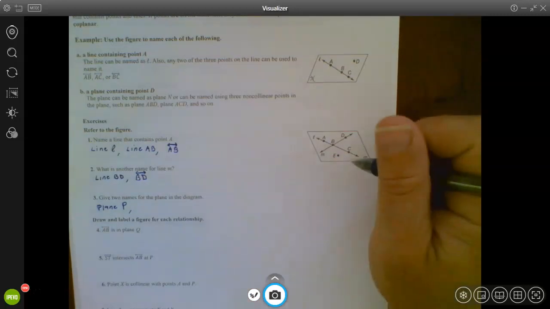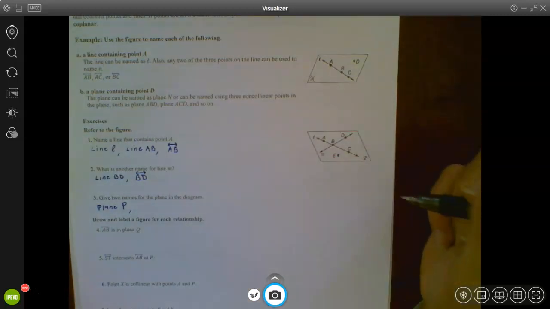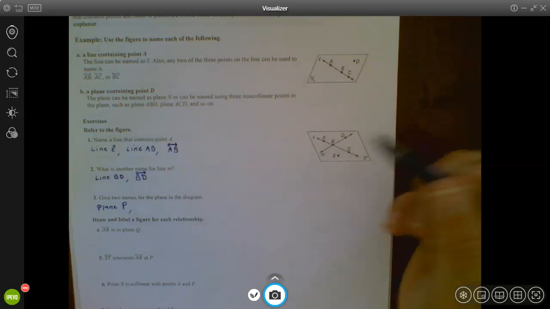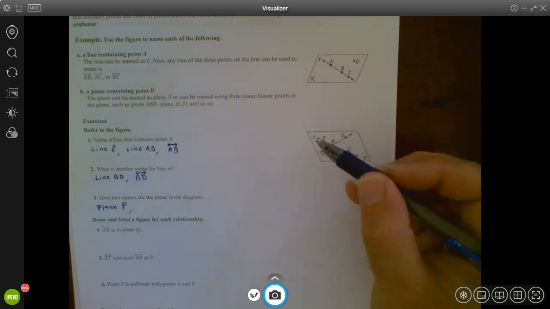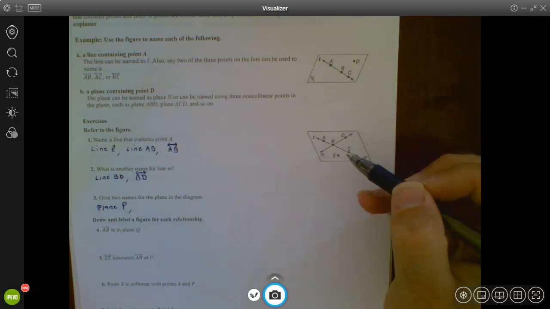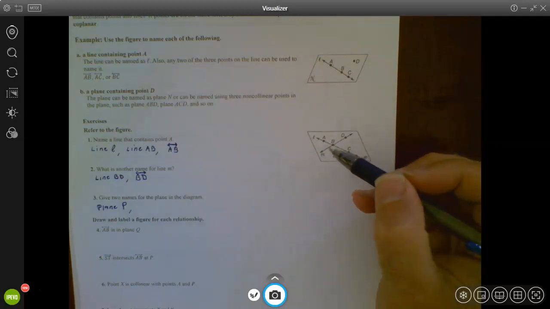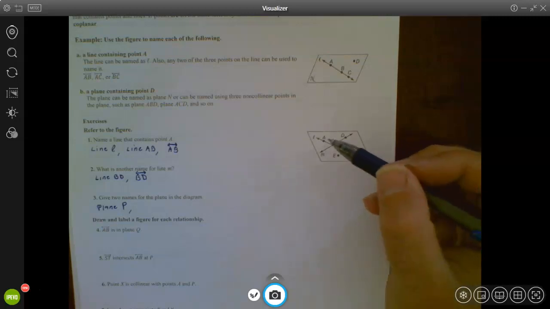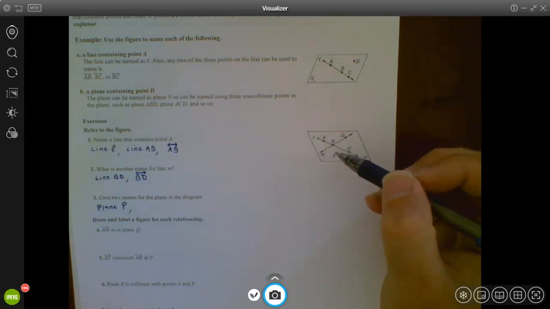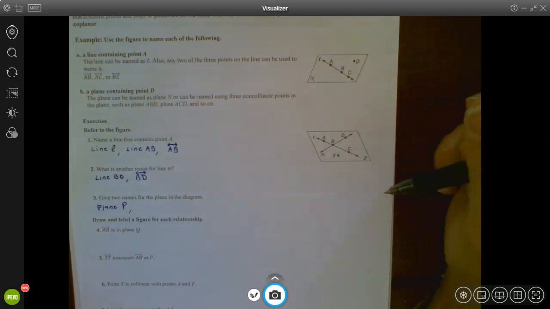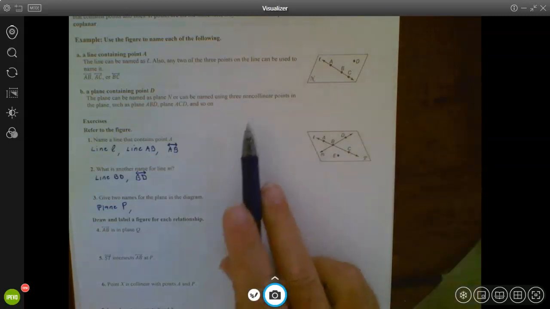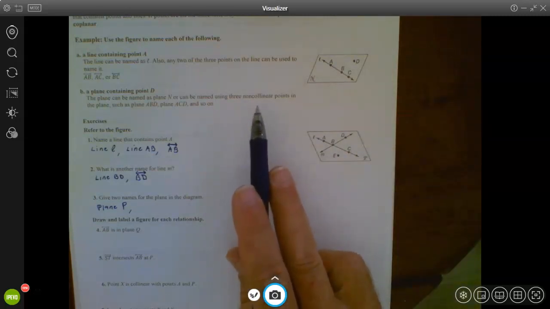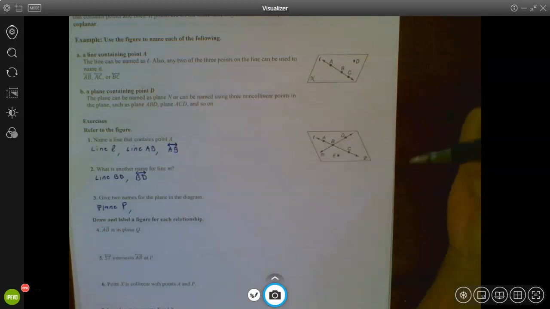The other way to name a plane is to use 3 letters or 3 points that are not on the same line. So anytime points that are on the same line, like A, B, and C, we call those collinear points because they're on the same line. If they're not on the same line, like A, B, and E, we call them non-collinear points. So, and that's all kind of explained up here as well. So you can kind of look back at that if you need to.